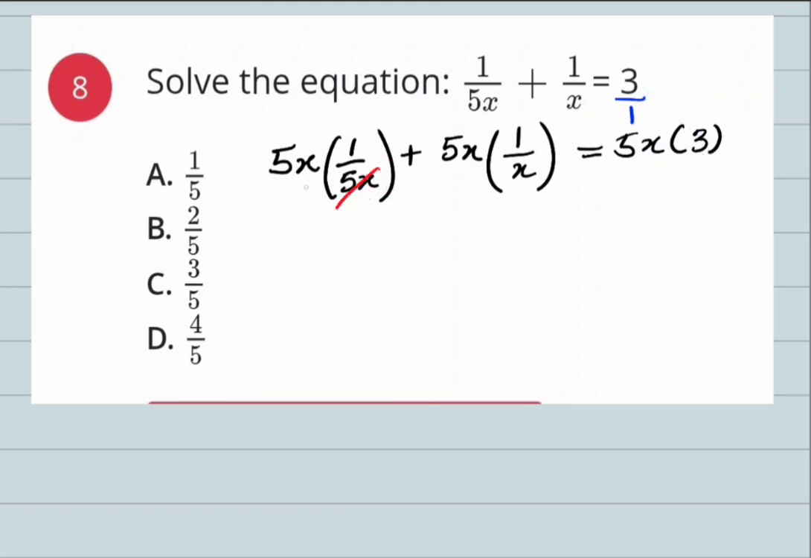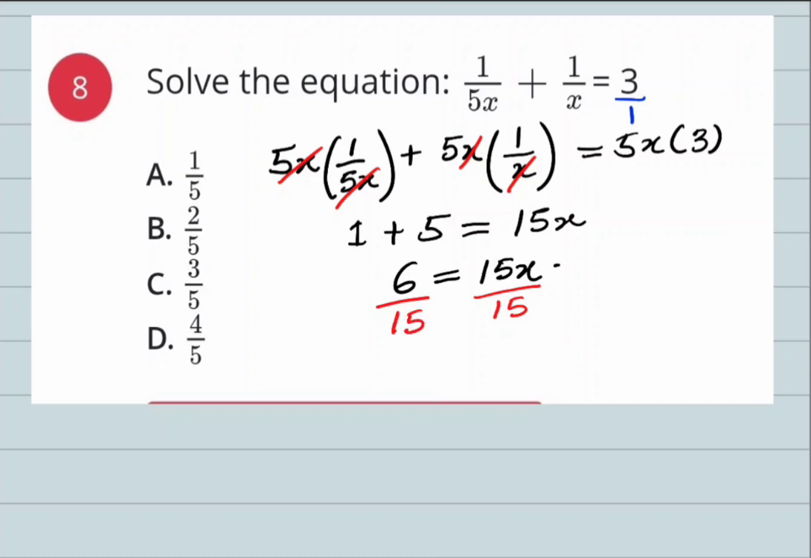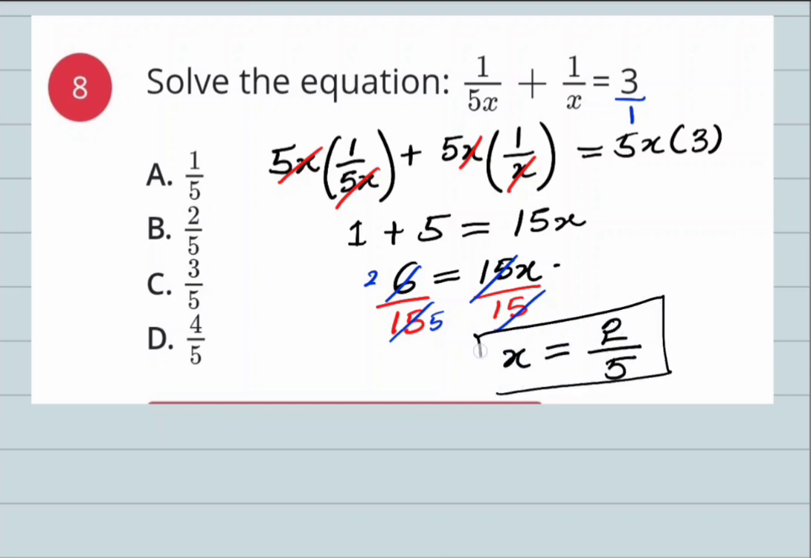So here we go. 5x, we cancel 5x. We have ordinary 1 here plus also x, we cancel x here. So we have 5 times 1, which is 5, is equal to 3 times 5x. That gives us 15x. So on our left hand side, 5 plus 1 gives us 6 equals 15x. Since we are looking for the value of x, we divide both sides by the coefficient of x. Definitely we can reduce this: 3 here 5 and 3 here 2. Hence our x is equal to 2 over 5, which is option B.